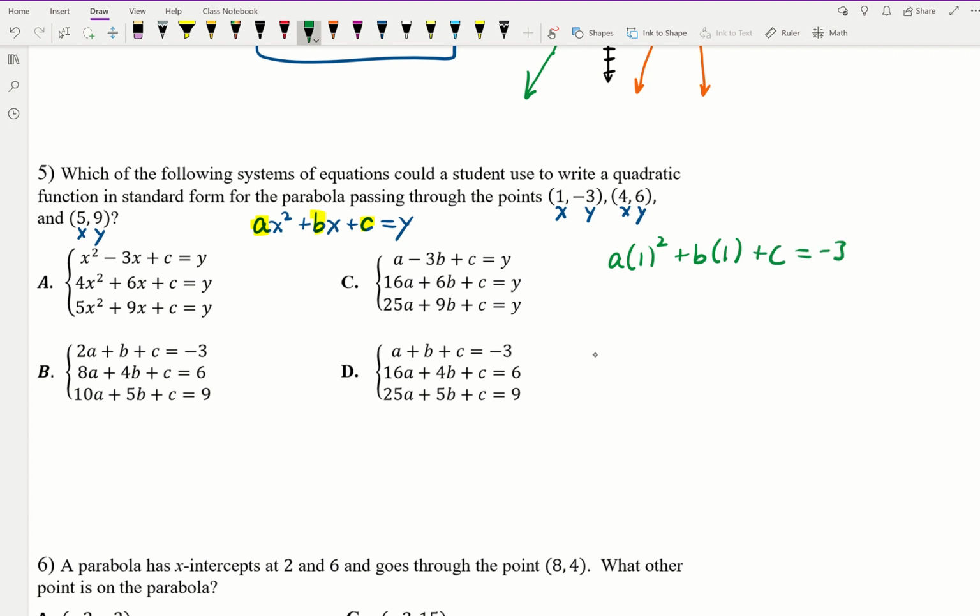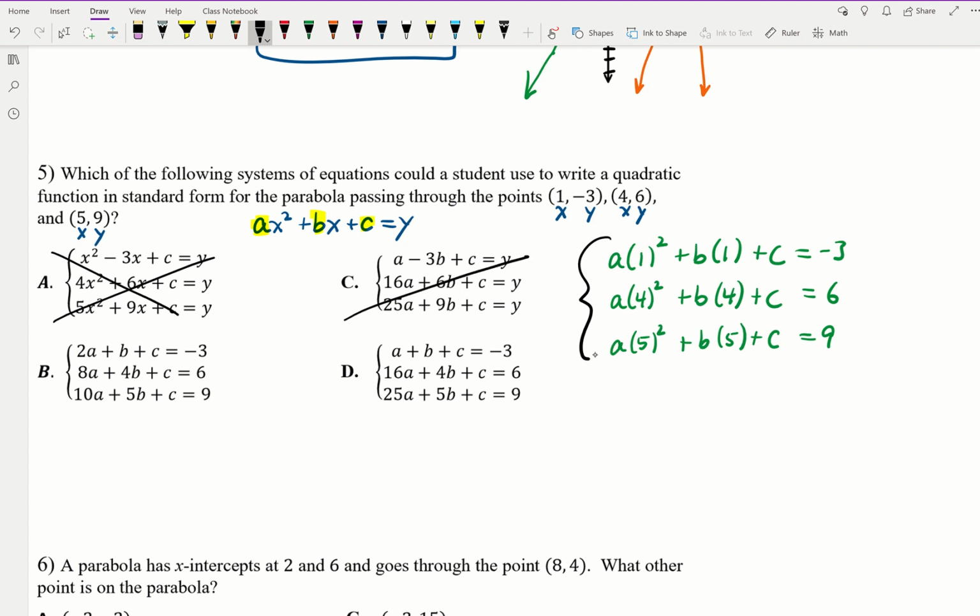If I plug in the second point, it's a times 4 squared plus b times 4 plus c equals 6. And if I plug in the last point, it's a times 5 squared plus b times 5 plus c equals 9. So the coordinates allow me to plug in numbers for x and y. This is the system I'm ultimately looking for. What you should be able to recognize is that the right-hand side, the y's have all been replaced with numbers. So that right there gets rid of a and it gets rid of c.